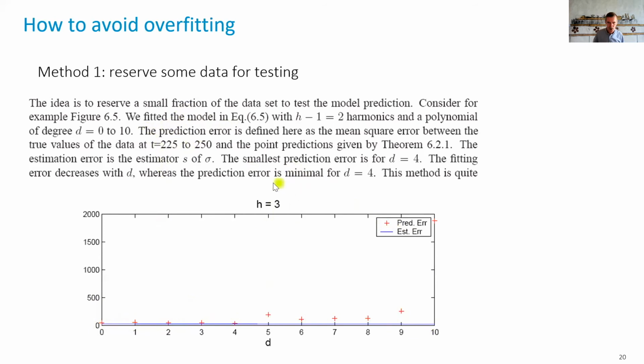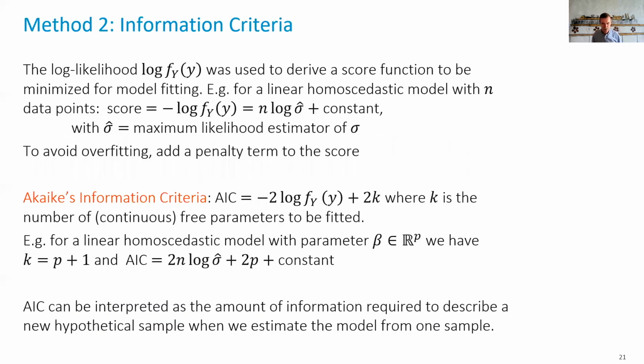So here, for example, I chose 3 harmonics, and I looked at what is the best polynomial degree. In terms of estimation errors, they're all quasi the same. It's not very easy to see, but we see that the estimation error slightly decreases, but the best prediction here is with degree 4. When we go above, then the prediction error increases. So this is what this methodology would give us, which is a method that is very often used and makes a lot of sense.